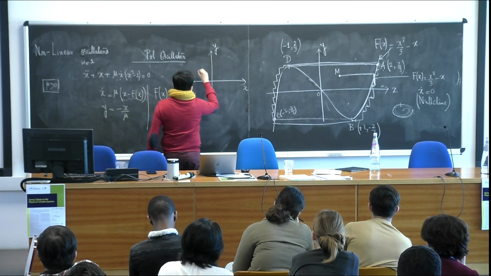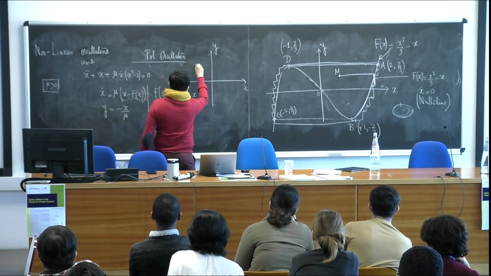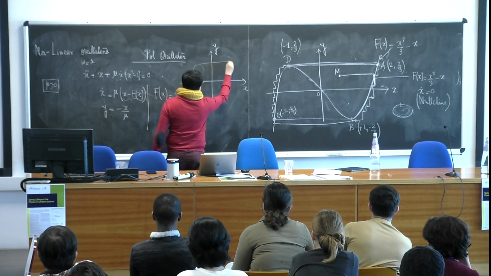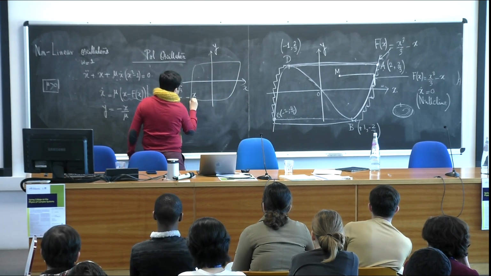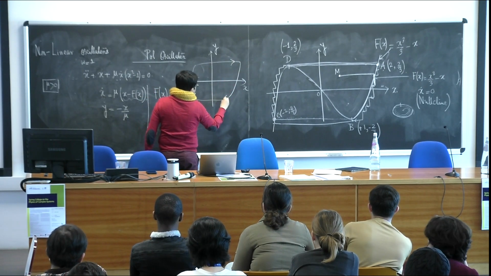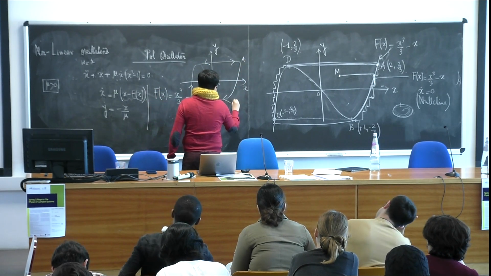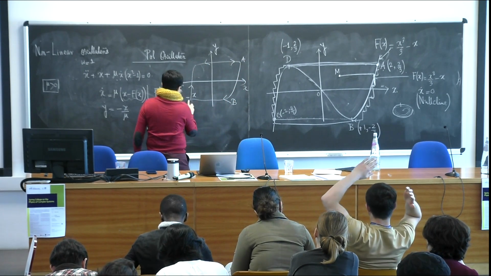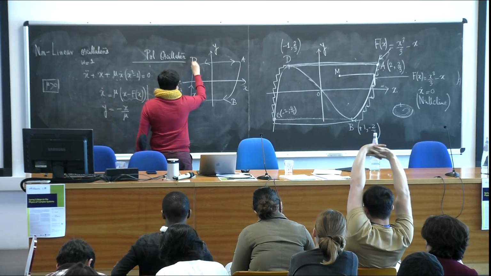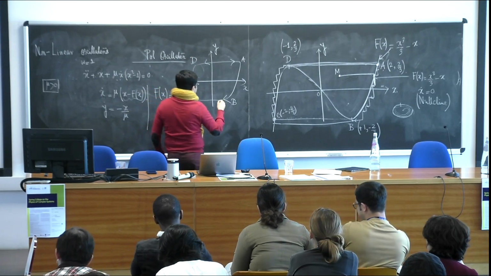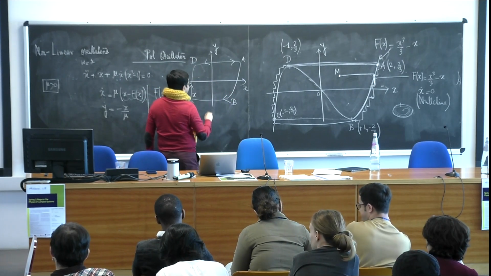What I'm saying is that there is some closed curve. Let's say the closed curve is of that sort. This closed curve is A, B. Please excuse my drawing because I'm not very good at that, or I don't have the patience to draw it perfectly.